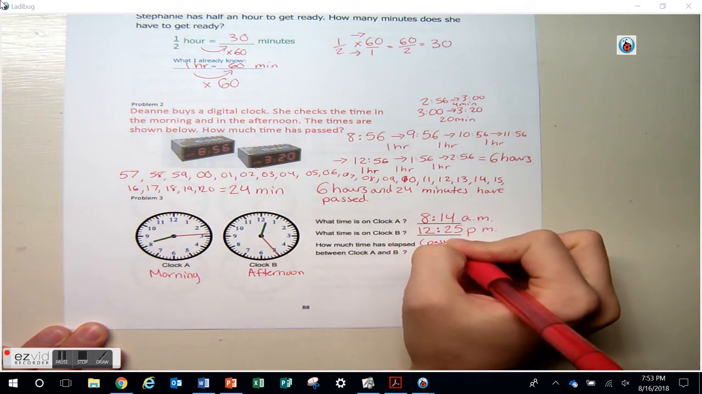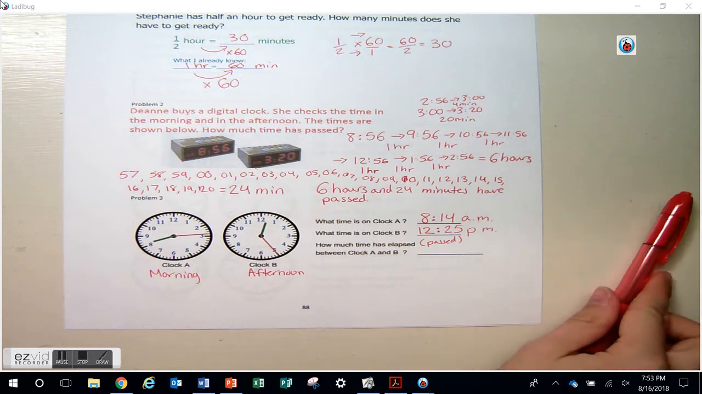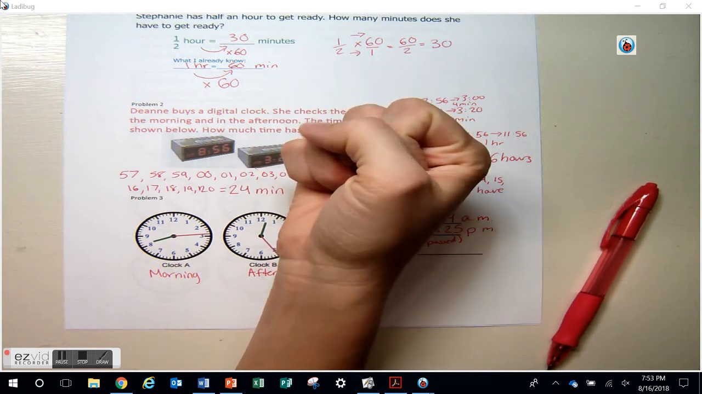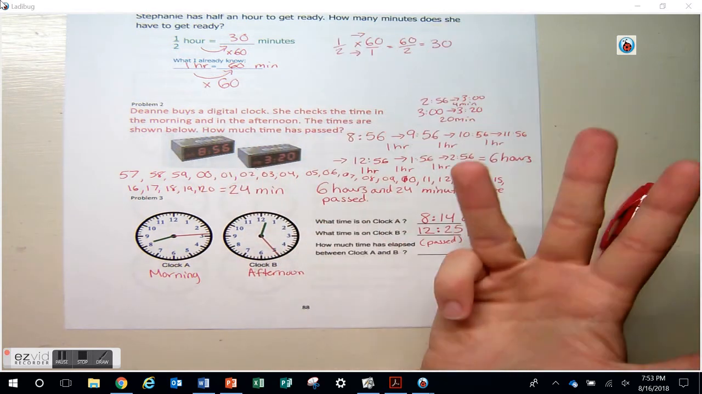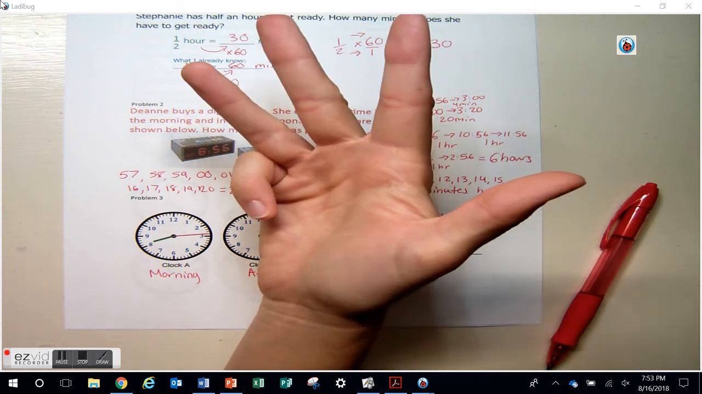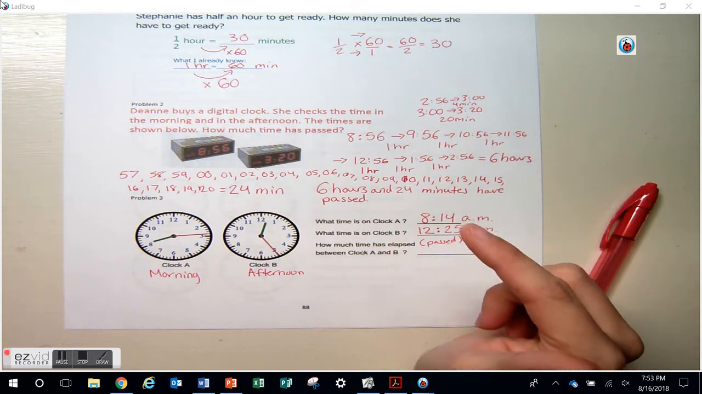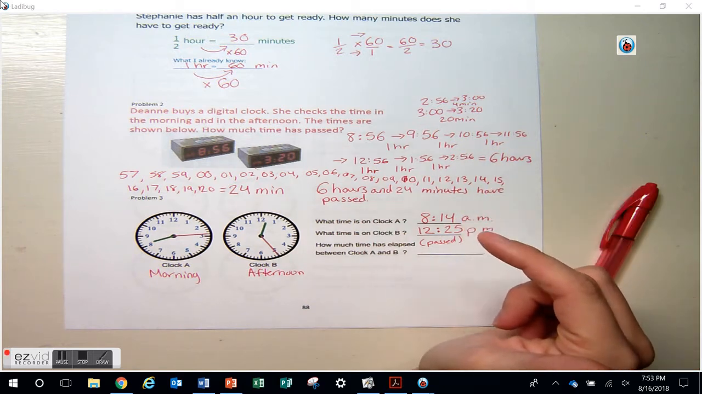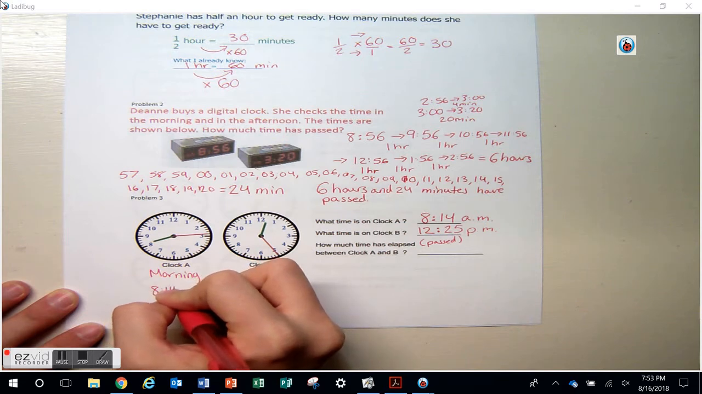How much time has elapsed or passed between clock A and clock B? Again, you can use whatever method you want. Here's one way to do it. 8:14, 9:14, 10:14, 11:14, 12:14. I don't want to go past 12:25, and then so I have my 4 hours, and then I figure out my minutes. Well, to get from 14 to 25, that looks to be about 11 minutes.